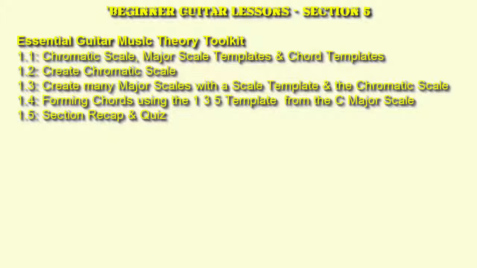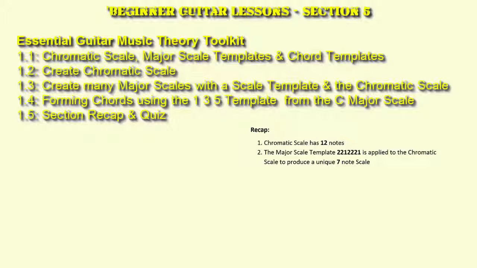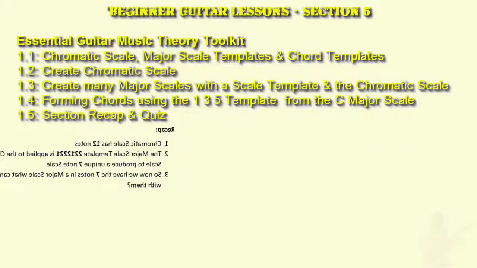So here, recap so far, we understand that we have the chromatic scale and it has 12 notes. We understand that the major scale template has 2-2-1, 2-2-2-1 and is applied to the chromatic scale to produce a unique 7-note scale. Here's a question for you to consider. Now that we have the 7 notes in any given major scale, what can we actually do with these notes? Okay, so hopefully you have the same answer as what I'm going to give. Well, there's actually two things that we can do.